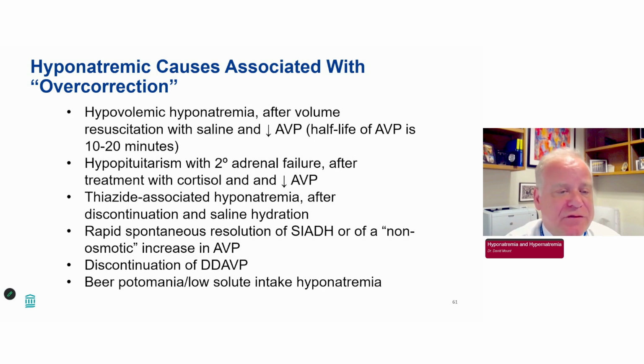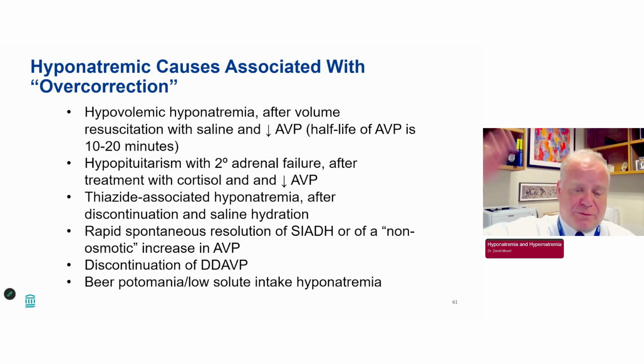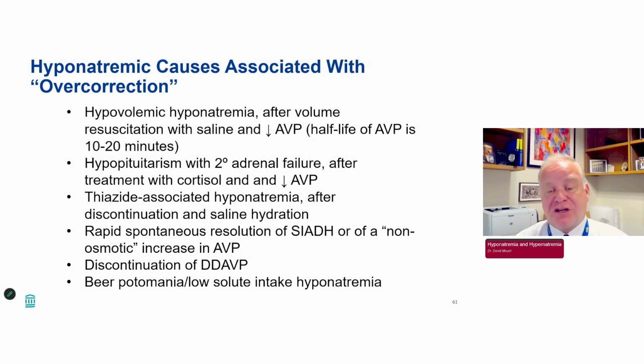The causes of overcorrection can also be looked at as a differential. The classic one is hypovolemic hyponatremia after you volume resuscitate. Hypopit with secondary adrenal failure after you give cortisol and vasopressin comes way down. Thiazide-associated hyponatremia after discontinuation and saline hydration, or, and I should add to this list, in the setting of hypokalemia where you rapidly fix the hypokalemia and you get this sodium exchange and have an overcorrection.